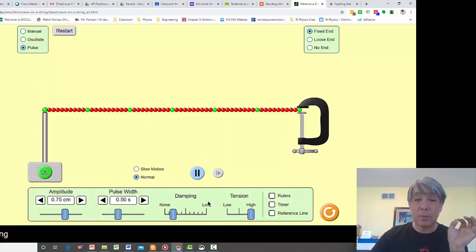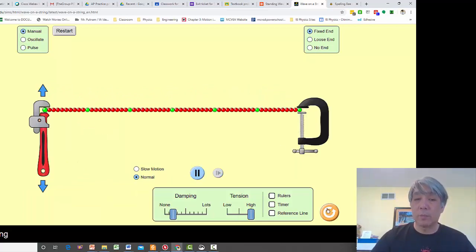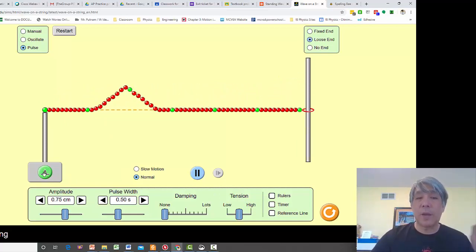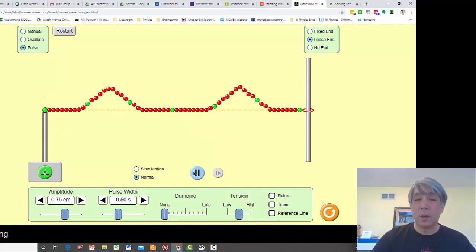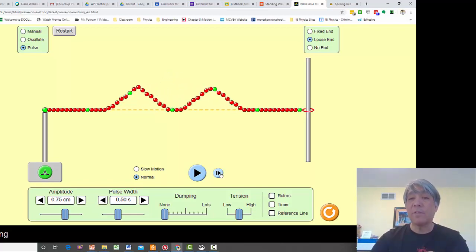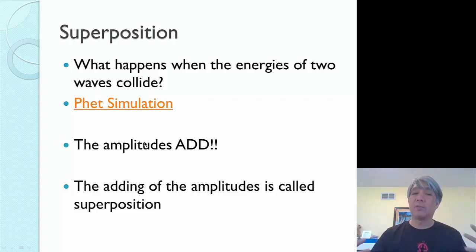I'm going to reset that again and slow it down a little. Here's my pulse again. I'm going to change to a loose end because I want to show you what happens when they meet on the same side. So there's the pulse, and it comes back on the same side. I'm going to send another pulse right here, and right before they collide, look at how much bigger that wave is when they collide. If I continue on, the individual waves are about half the size. That's what I mean by showing that the amplitudes add when the energies of two waves collide.